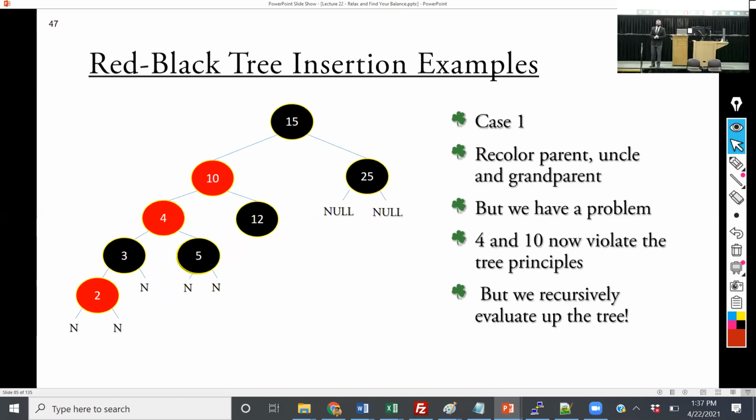What is the issue with this? What's wrong with my tree now? Yes. Absolutely right. We cannot have a red node be the parent of another red node.